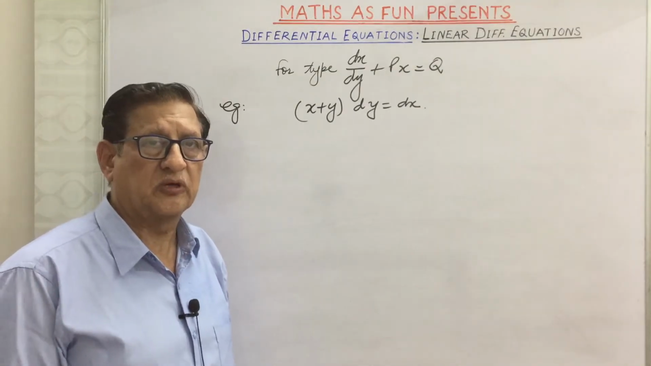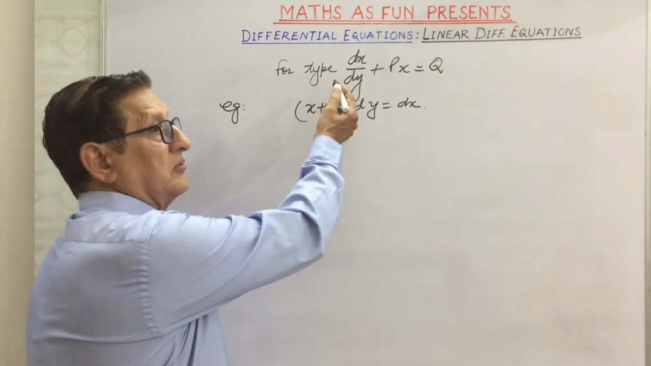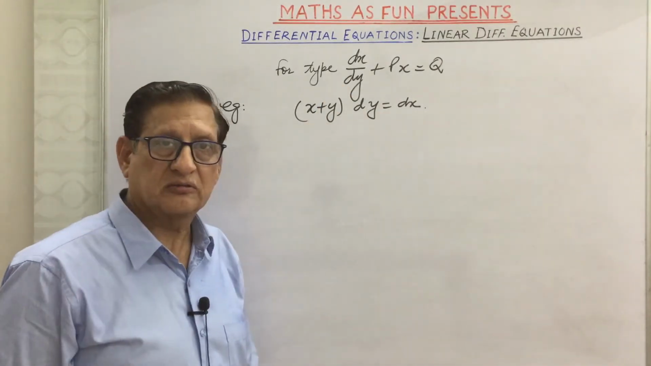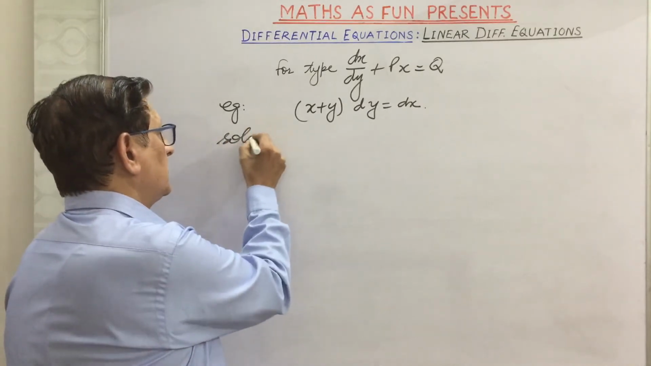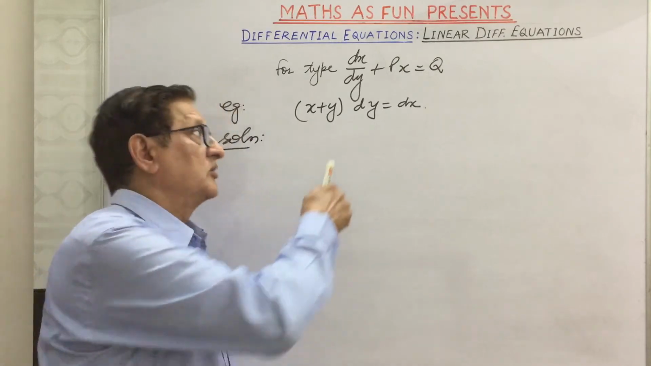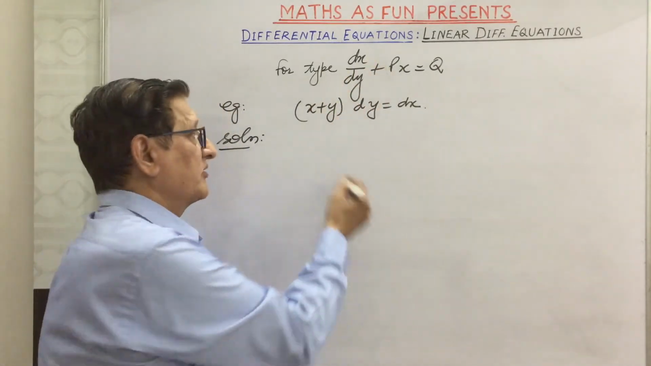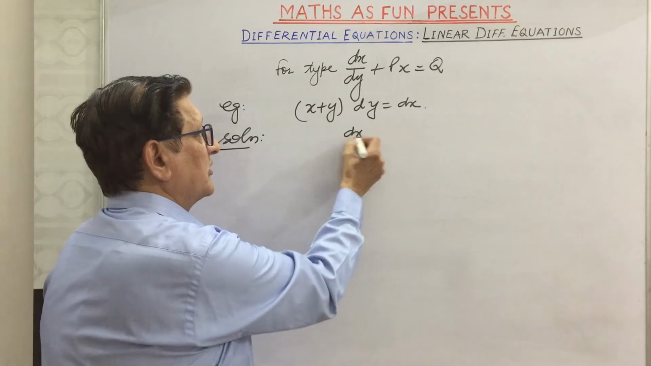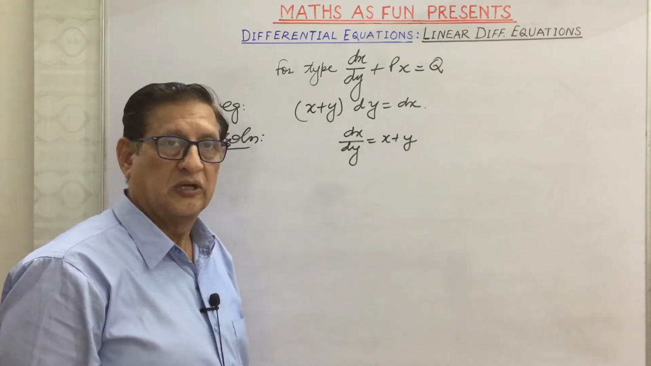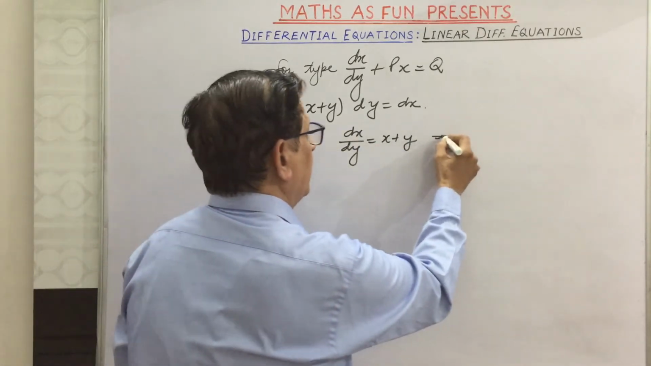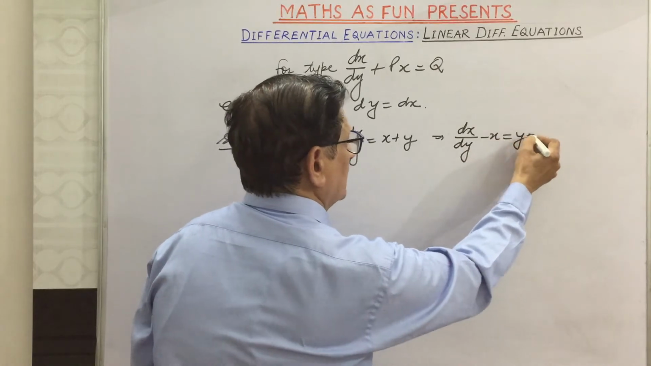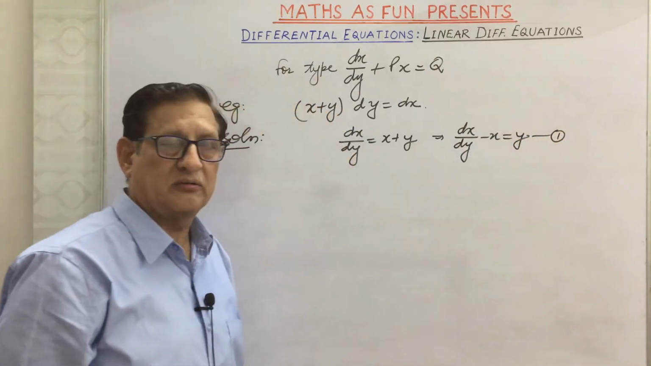Now we discuss one problem based on the second type, and the problem is (x plus y) into dy equal to dx. For the solution, the first step is to convert it into this form. For that, we can write this equation as dx upon dy equal to x plus y. Transposing this x onto this side, we can write this as dx upon dy minus x is equal to y. This is our equation number 1.